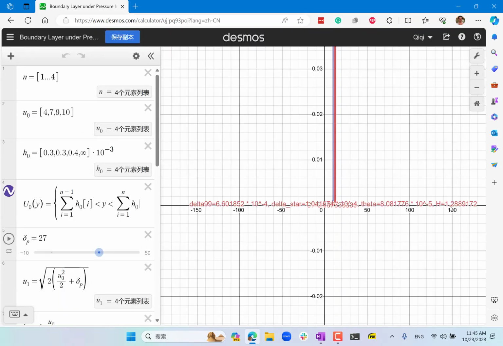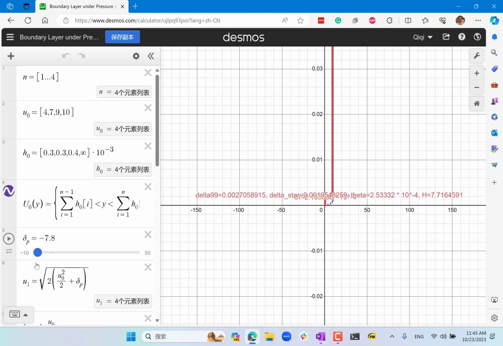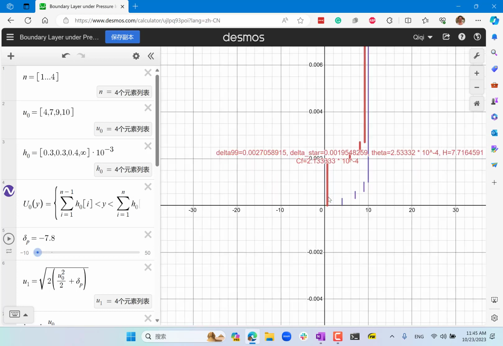Right, so H is actually reported over here. As I make it more favorable, H is 1.2 something. As I make it decrease, H becomes 1.7, 1.8, 2, and 3. So basically, the more adverse pressure gradient I have, the bigger my shape factor is, right?